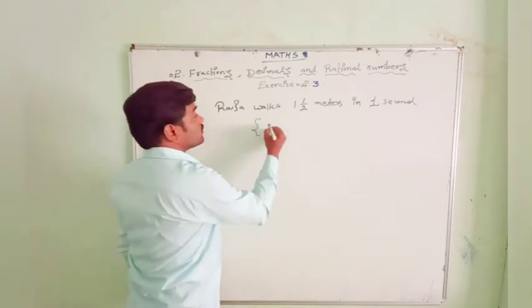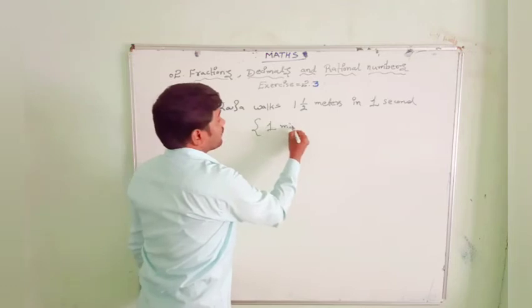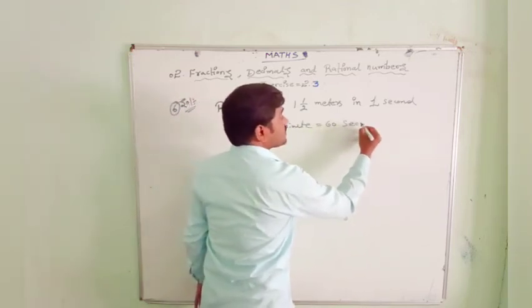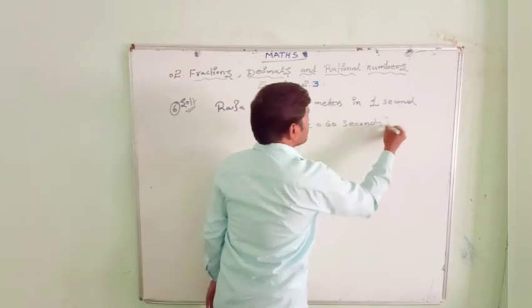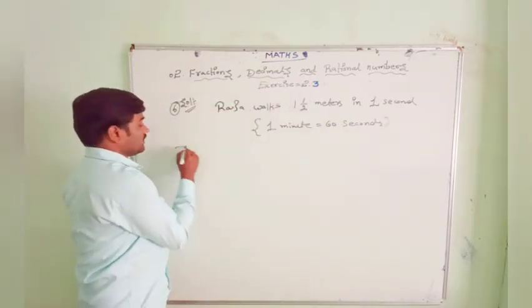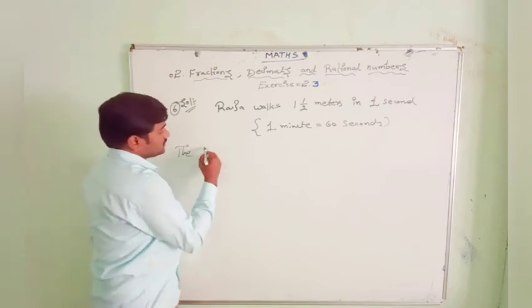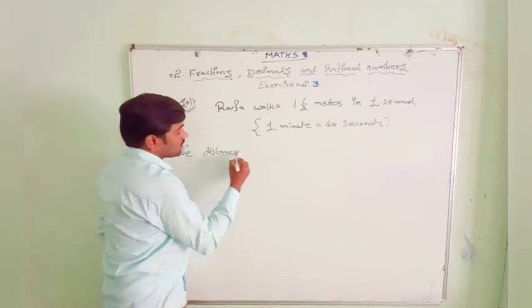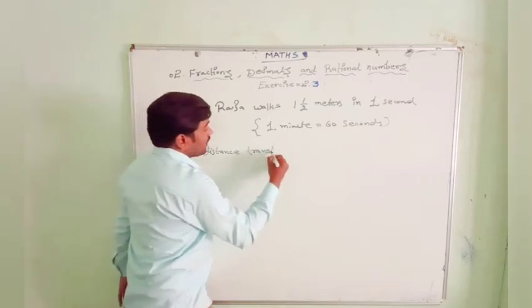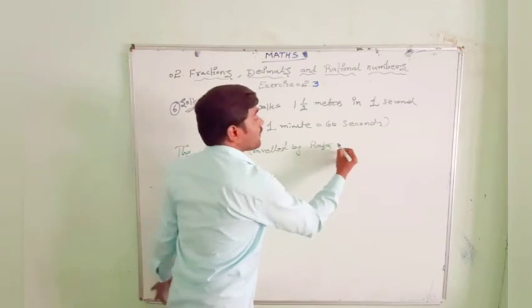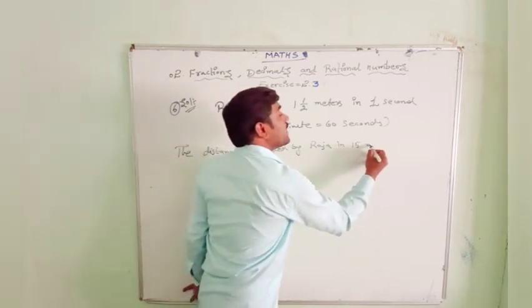So for that we should know that 1 minute is equal to 60 seconds. 1 minute equals 60 seconds. The distance traveled by Raja in 15 minutes.